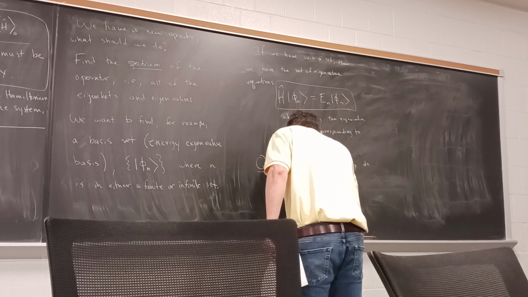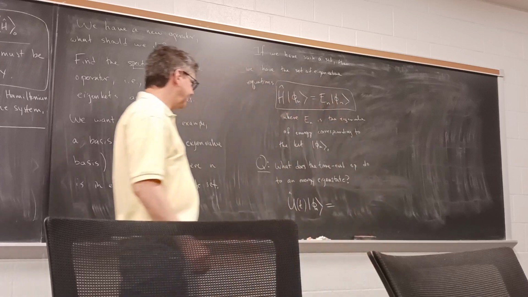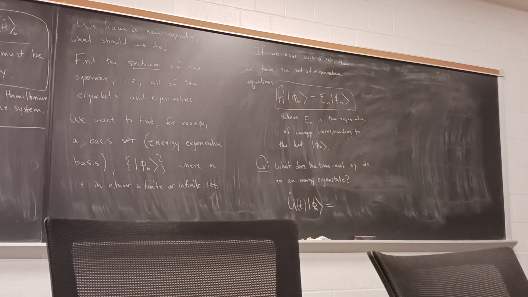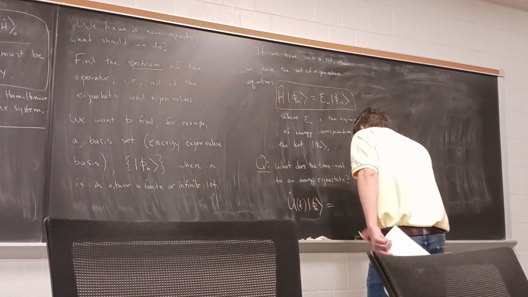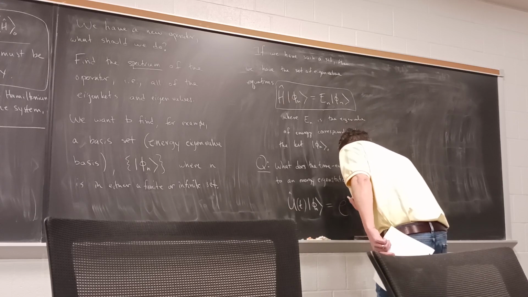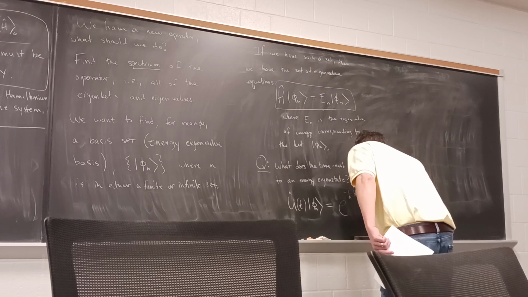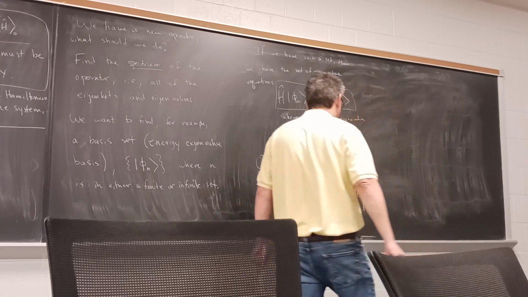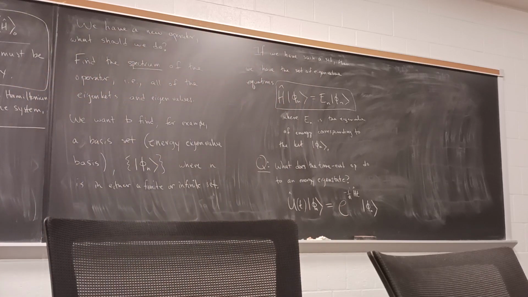So we want to operate U hat of t on phi n. Okay, so what do I do? I mean, what is it? Let's write out the evolution operator. This is e to the minus i over h bar H hat t acting on phi n. So what happens? We talked about this before.